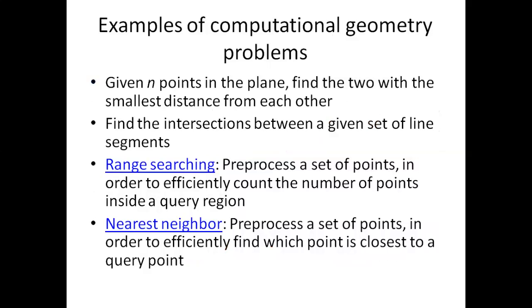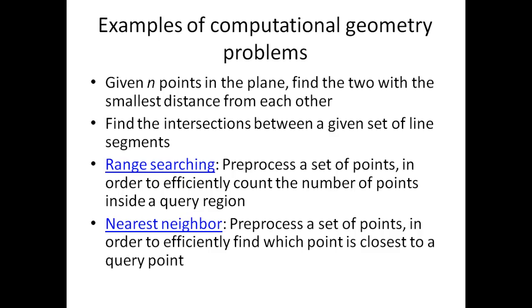Now let us see a few examples of computational geometry problems. The first example may be, we are given a set of points in a plane. You can imagine a 2D plane and a set of points is given, wherein a point is represented in the form of its x and y coordinate values. Then we have to find the 2 points which have the smallest distance from each other. So among a set of points, we have to find out which 2 points are closest to each other as compared to other points. So this can be one example.